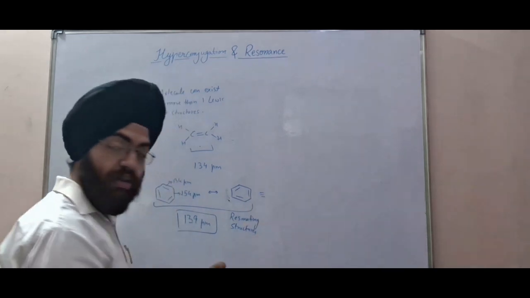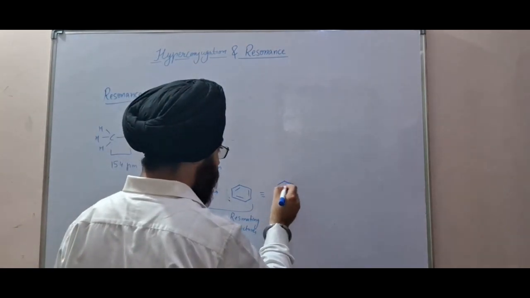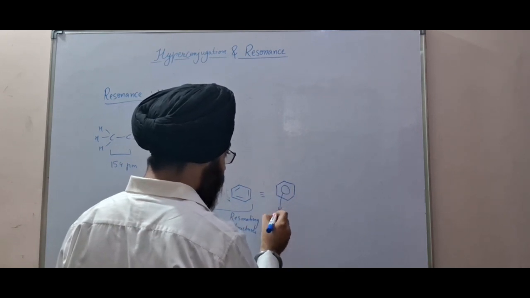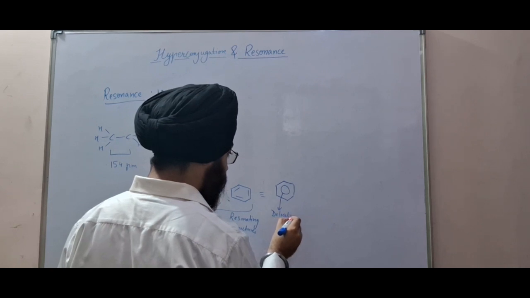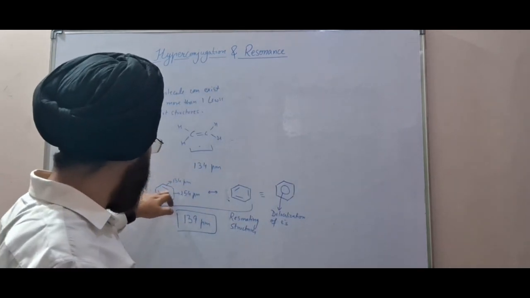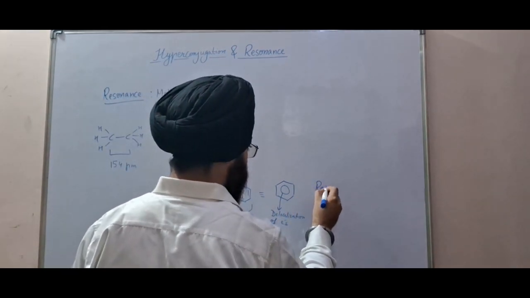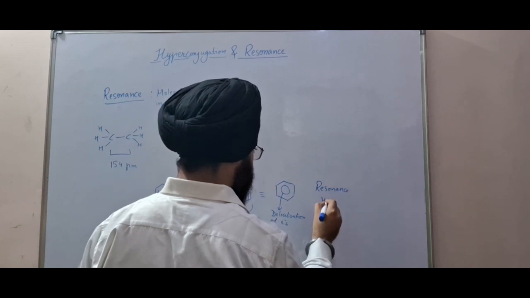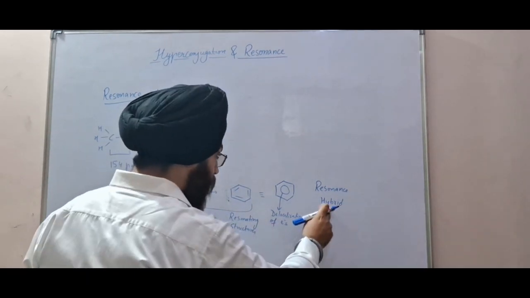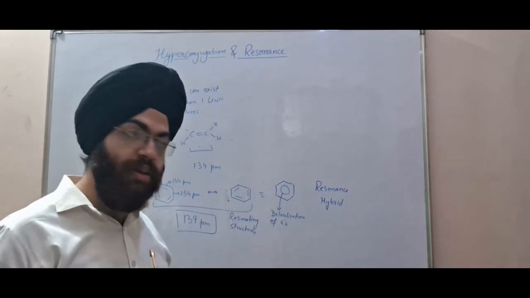And the intermediate, which actually shows what type of molecule it is, is written like this. The circle represents the delocalization of electrons from all of these carbons, in between all of the carbons. This structure is called the resonance hybrid. This resonance hybrid is the actual structure which depicts the actual properties of the benzene molecule.